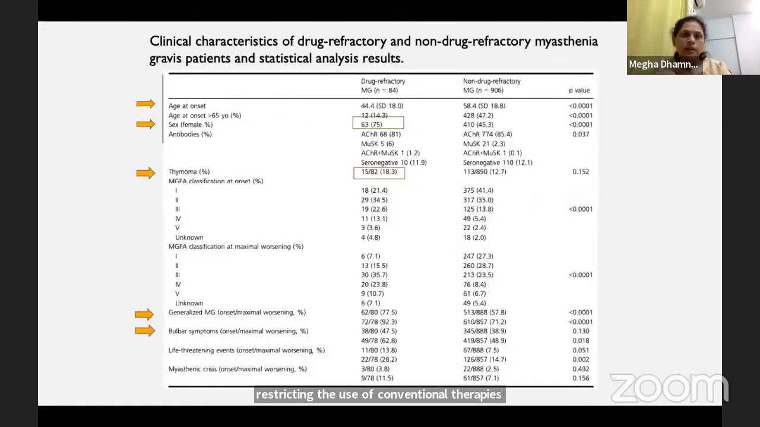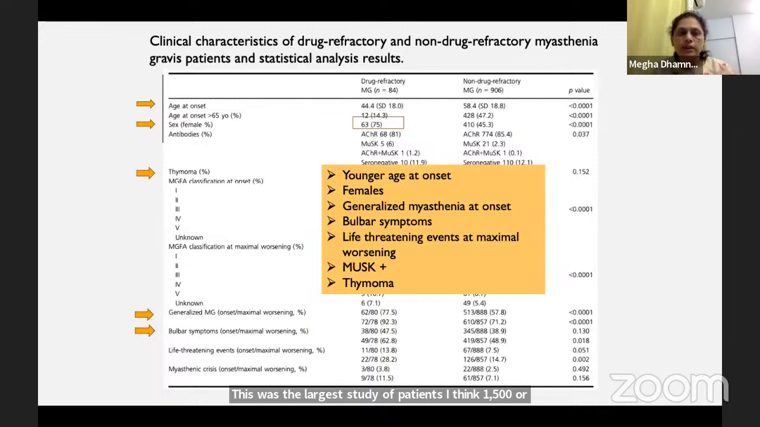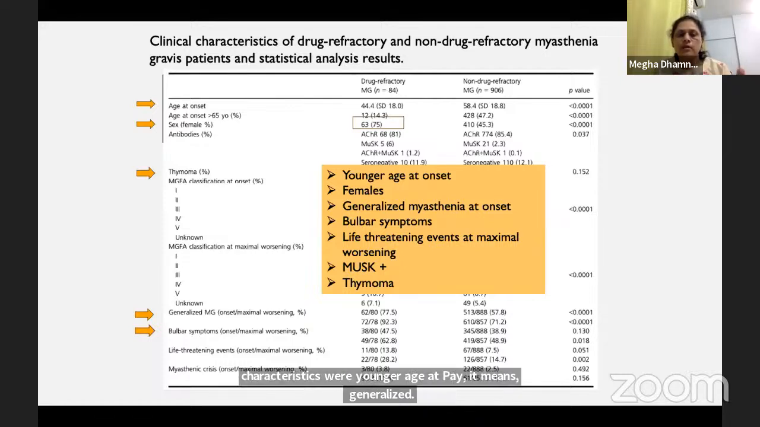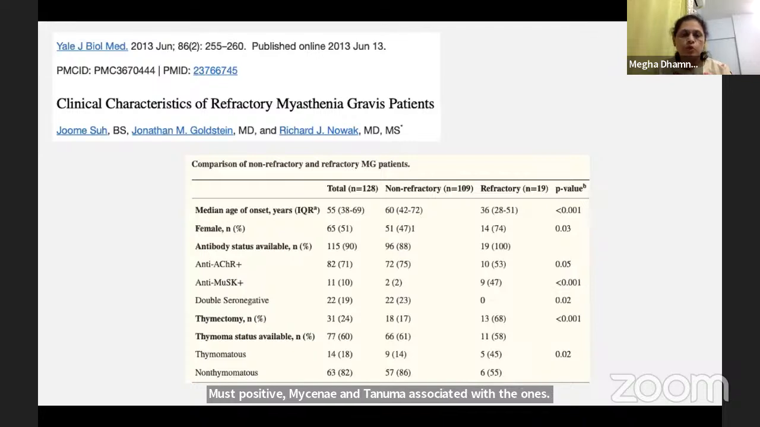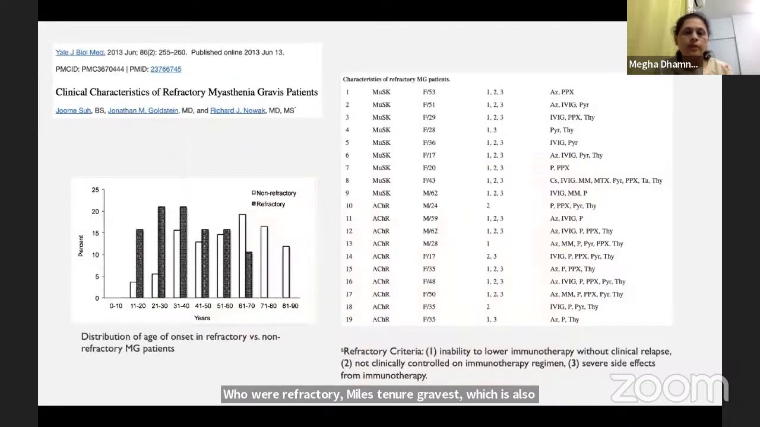This was the largest study of patients, I think 1,500 or so, who had refractory myasthenia gravis. The typical clinical features of these patients, the characteristics were younger age at onset, females, generalized myasthenia at onset, predominantly bulbar symptoms at onset, severe events or severe crisis, severe relapses, MuSK-positive myasthenia and thymoma associated were the ones who were refractory myasthenia gravis, which is also shown in these studies.